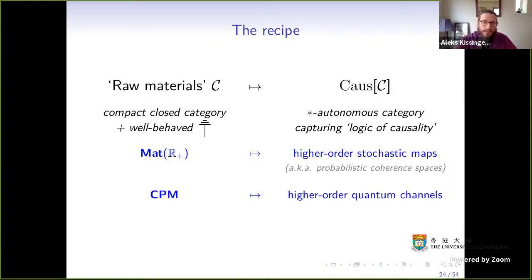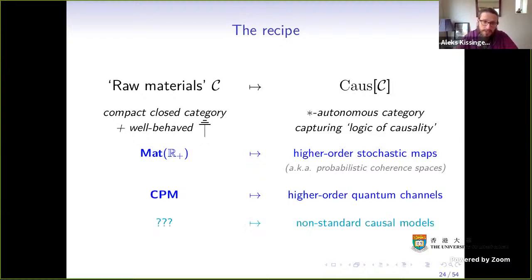Okay, and if I do this with matrices of positive numbers, I get higher order stochastic maps. And these things have actually been studied for a long time. They're called probabilistic coherent spaces. And if I do this for CPM, I get higher order quantum channels. And these contain things like two combs, n combs, process matrices, all of these kinds of higher order structures that are being discussed in the indefinite causal structure literature.